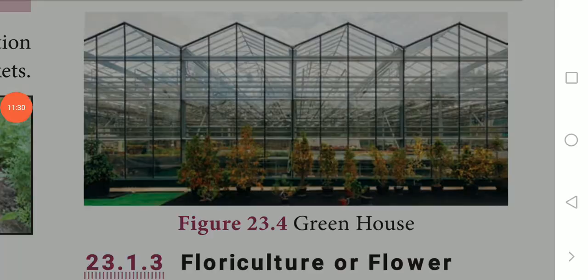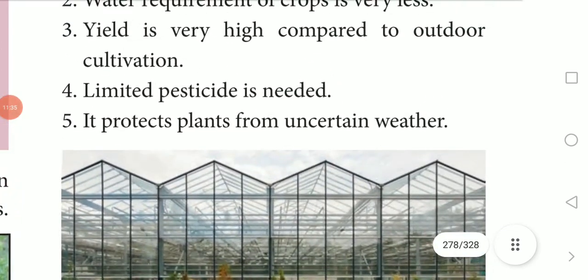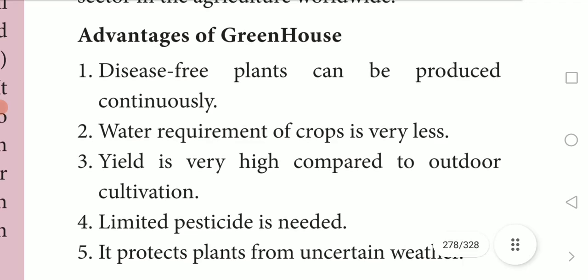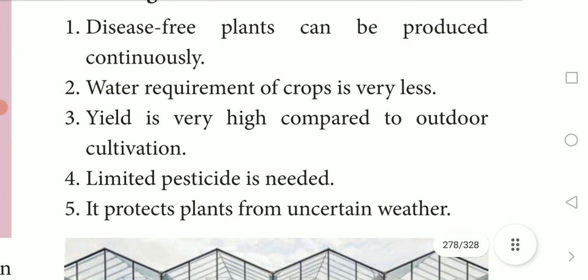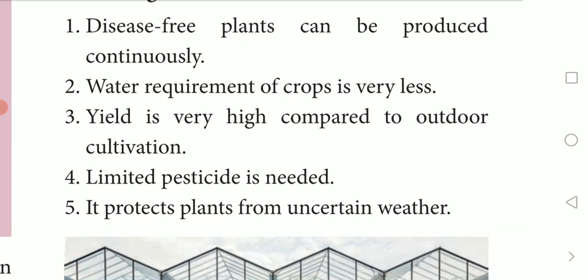Advantages of greenhouse. Here, these are the advantages of greenhouse. Disease-free plants can be produced continuously. So the plants you produce under the greenhouse may be free from disease. That is the first point. And the second point, the water requirement of the crop is very less. So the crop you grow in this greenhouse, you will use only a small amount of water.